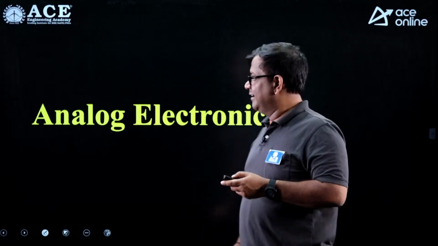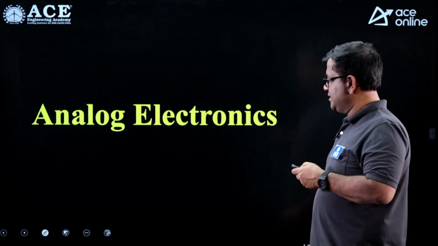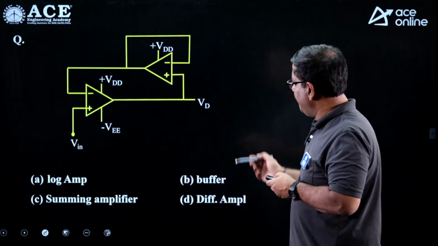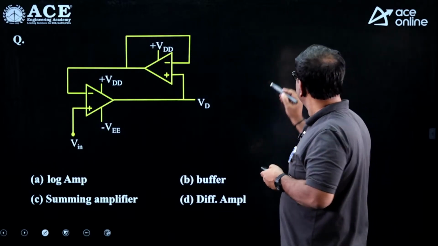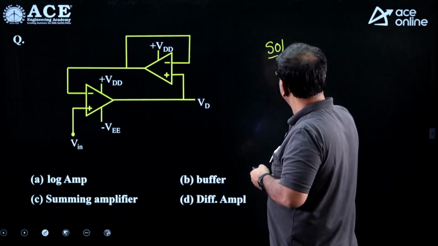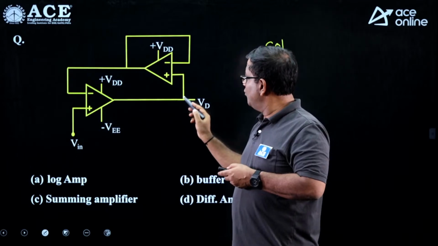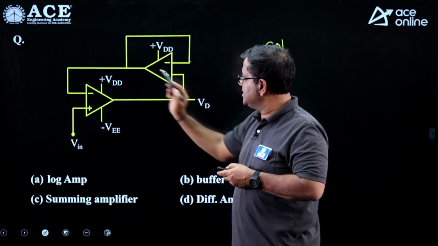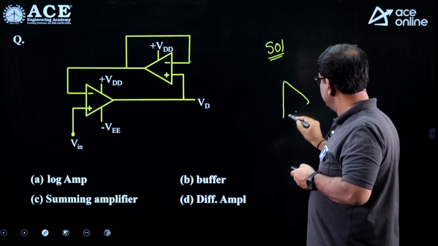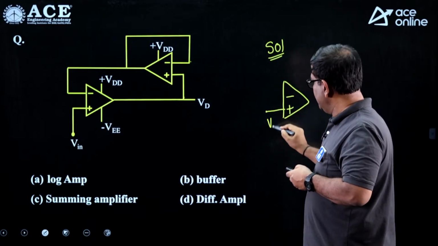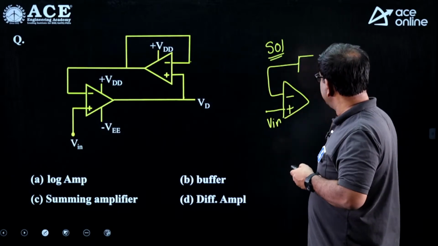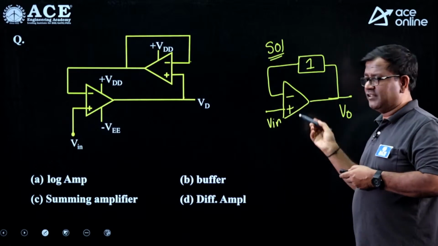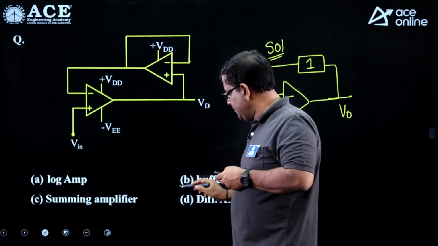Okay. Let us look at analog electronics questions. A simple buffer amplifier is given. You can see the voltage at this node and this node are both the same. The op amp tries to keep these two potentials the same. So you have V in here and this has a gain of 1 in the feedback. So now you can recognize the type of amplifier. This is a simple buffer. So option B is the answer.